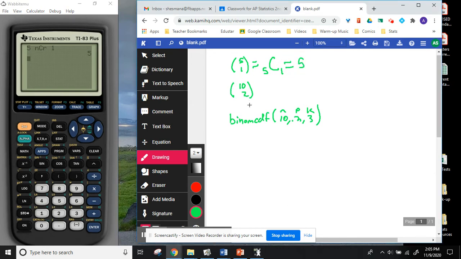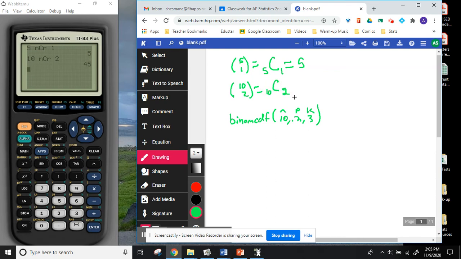Let's do 10 choose 2. So this time I'm going to be a little bit more clever. I know it's going to be 10, and I'm going to choose 2. So I go to math, over to PRB, and down to nCr at 10, and I'm choosing 2. That's what that nCr stands for. I have 10 in my sample. How many different ways are there to get 2 successes? Hit enter, and there are 45 different ways that you could choose 2 items from 10.